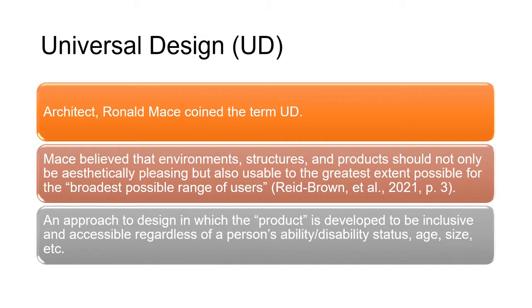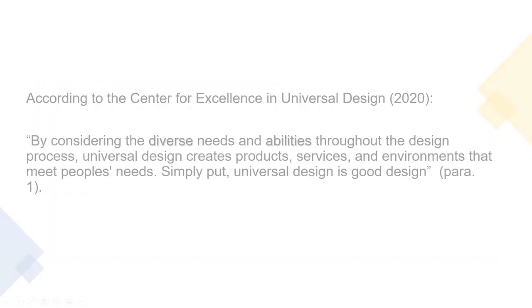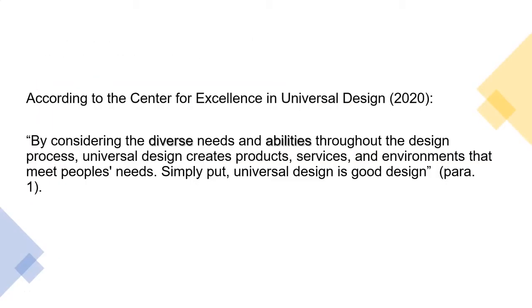Universal design is an approach to design in which the product, whatever it may be, is developed to be inclusive and accessible regardless of a person's ability or disability status, age, size, etc. According to the Center for Excellence in Universal Design, by considering the diverse needs and abilities throughout the design process, universal design creates products, services, and environments that meet people's needs. Simply put, universal design is good design.